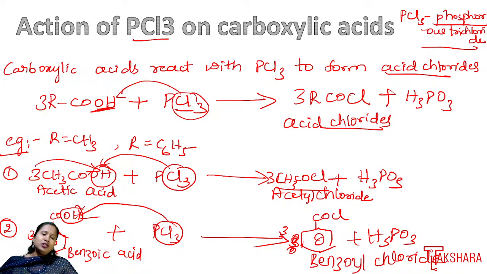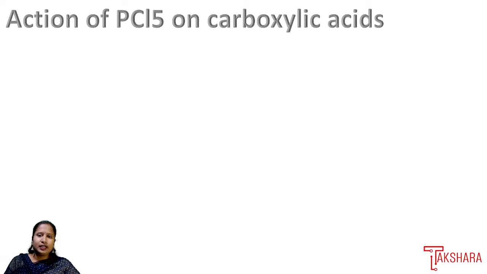Here also the cleavage takes place in between the carbon (C=O) and the OH. This OH group is going to be replaced with the Cl present in phosphorus trichloride, and we will get the acid chloride as the product. So this is also important for the exam. Maybe they'll ask for 2 marks. Then next we'll come to the next reaction. Here also the cleavage is between carbon and OH.